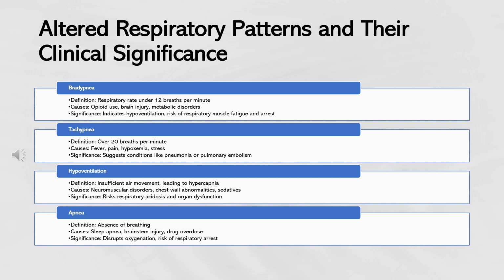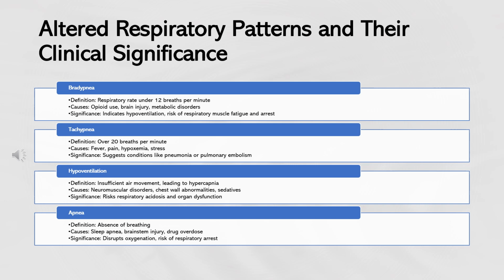Apnea is the absence of breathing. Causes range from obstructive sleep apnea to brainstem injury and drug overdose. Apnea disrupts normal respiratory function and oxygenation, potentially leading to critical situations like respiratory arrest.